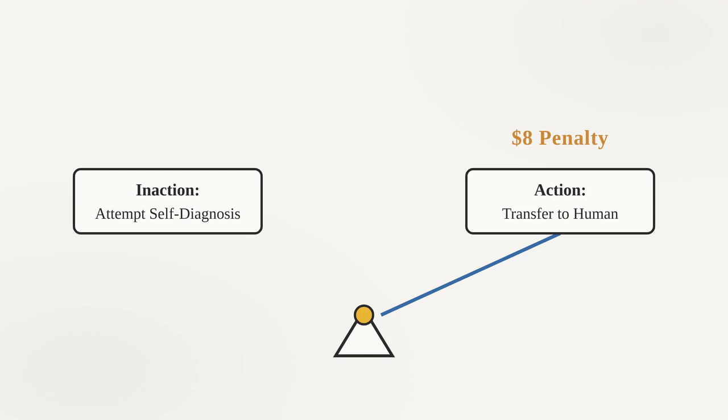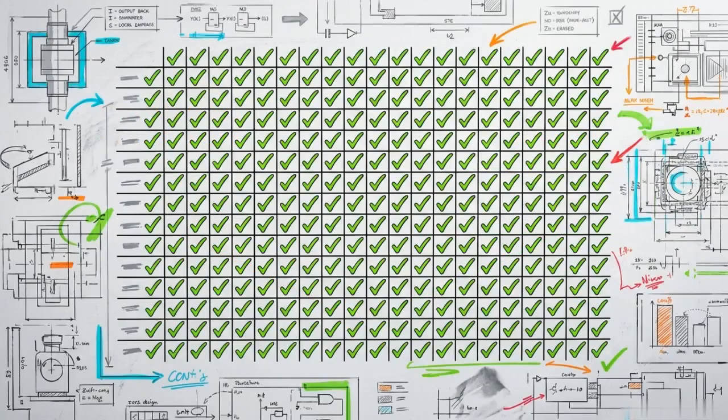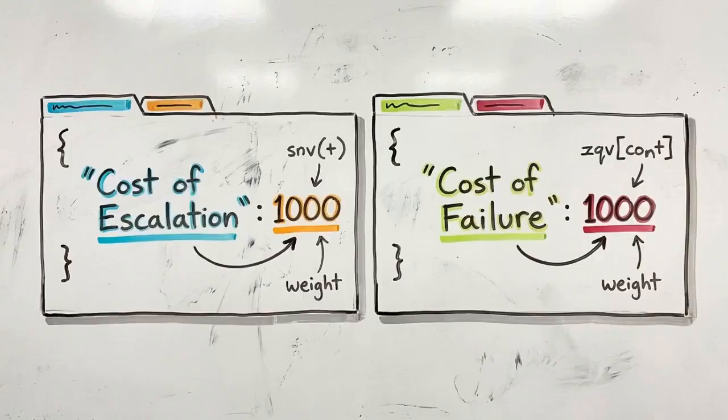Stating only the cost of an action without stating the cost of inaction creates a pathological bias. To correct this, we introduce the counterweight. "Failing to resolve the issue correctly costs a refund and destroys customer trust." The engineer must explicitly state the full constraint matrix. By providing both sides of the business logic, you give the agent the parameters to evaluate the actual risk.